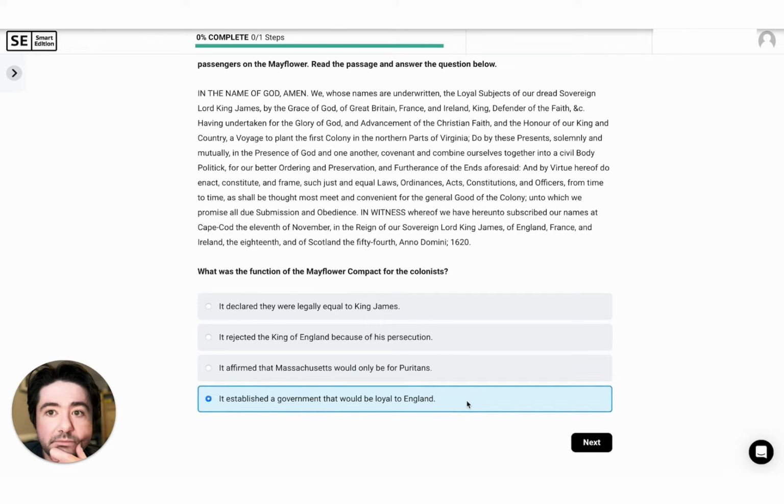The correct answer is D. The Mayflower Compact colonists in 1620 wanted to create a government that would be loyal to England. They were going to manage things on their end, but King James I, he's still in charge of their lives.